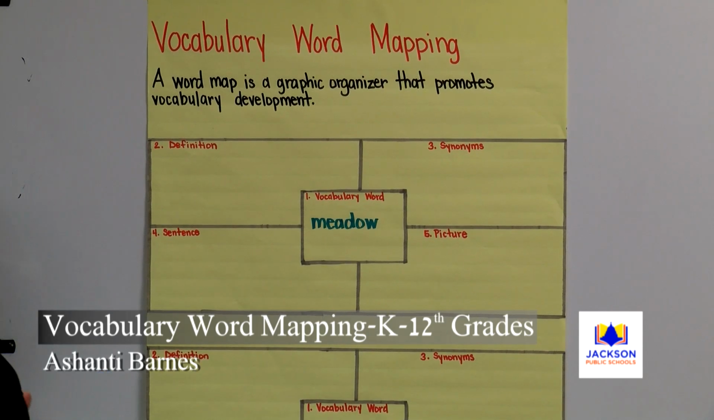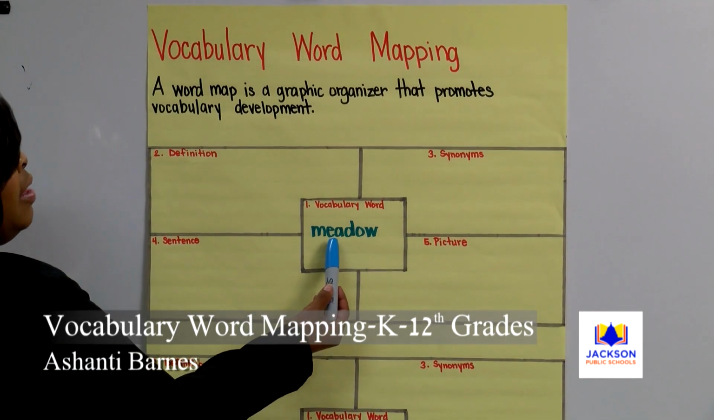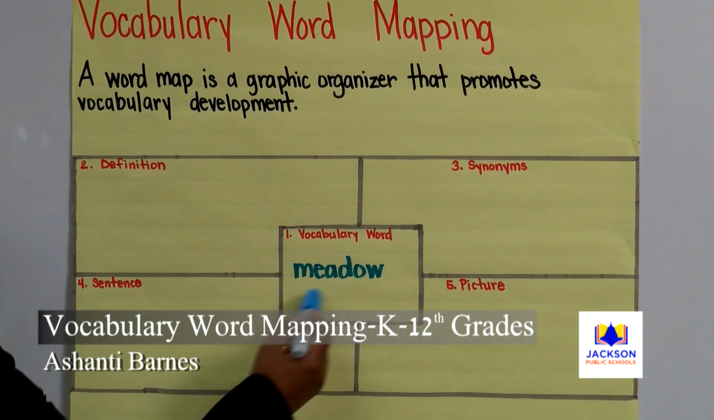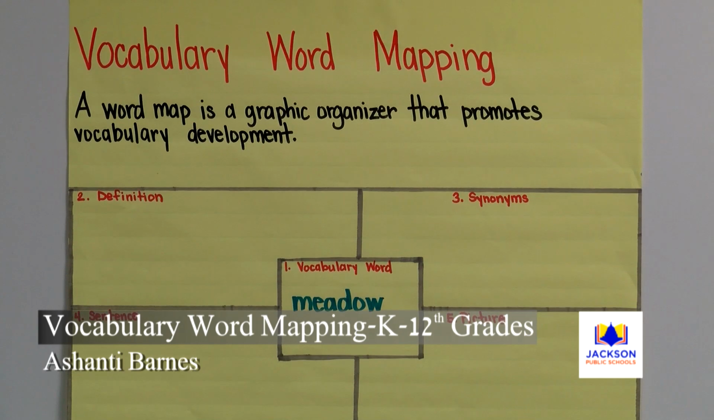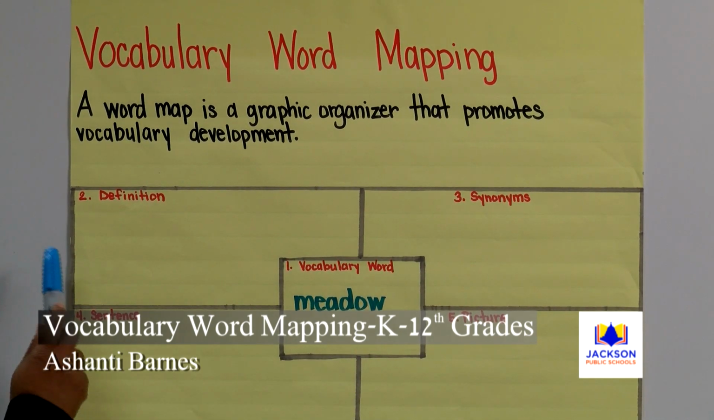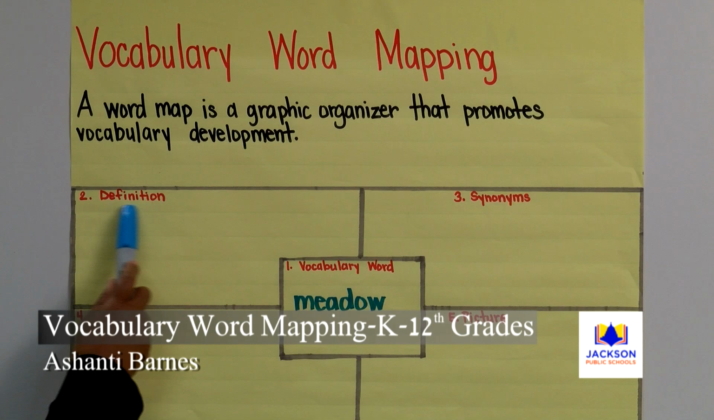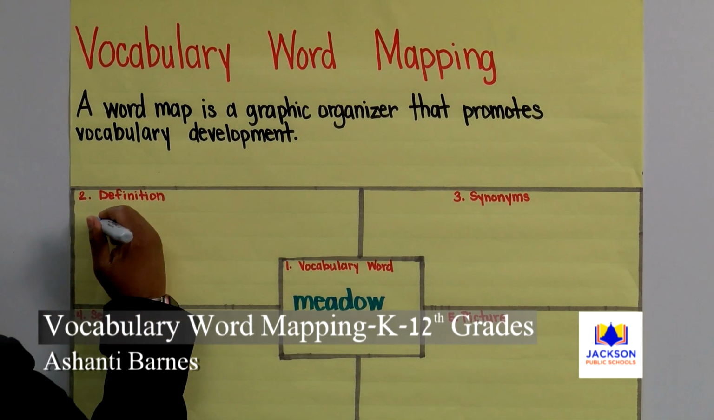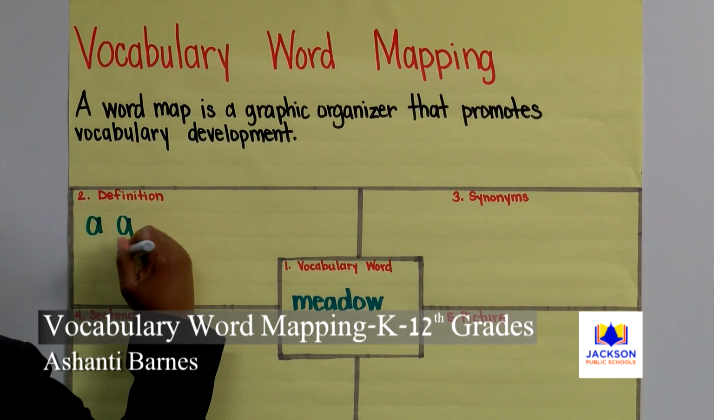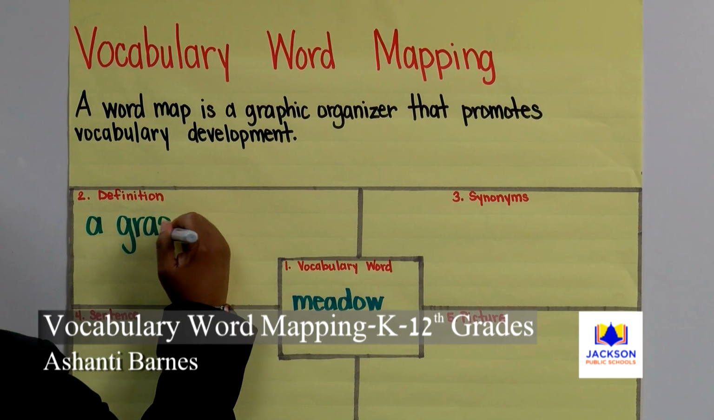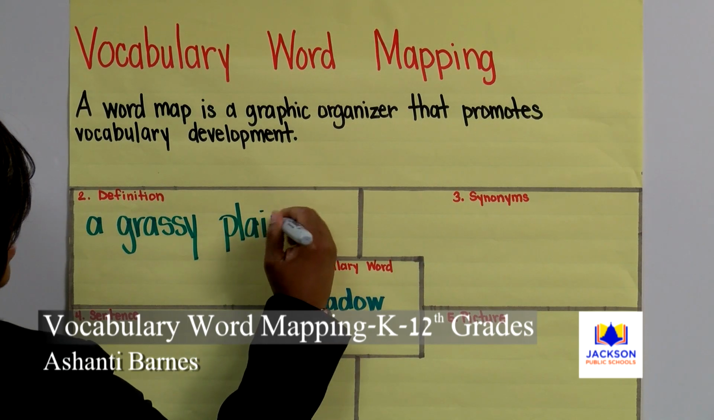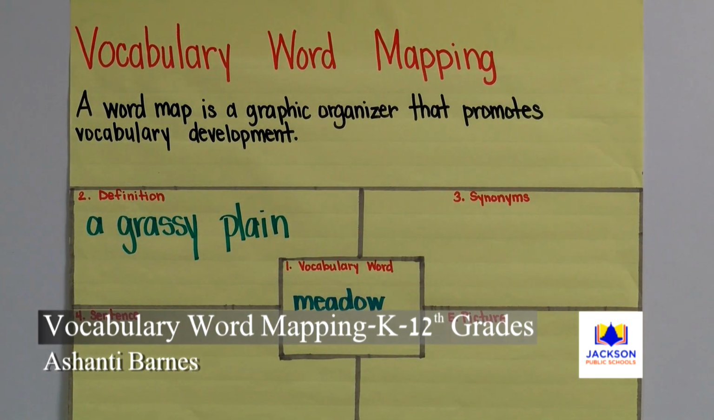So, our very first spot would be the vocabulary word. We want to make sure that we program the vocabulary word. And here we have the word meadow. That moves us to the upper quadrant for definition. What is a meadow? A meadow is a grassy plain. So I'll write my definition in the upper left-hand quadrant. It is our definition for meadow.